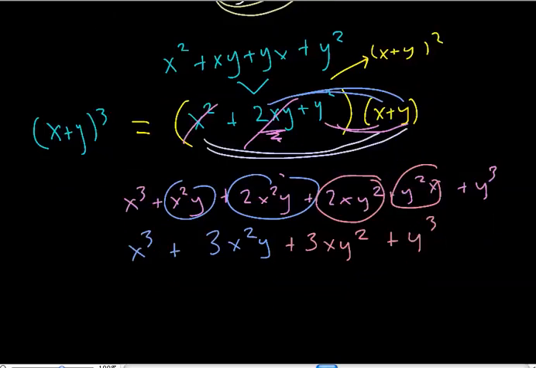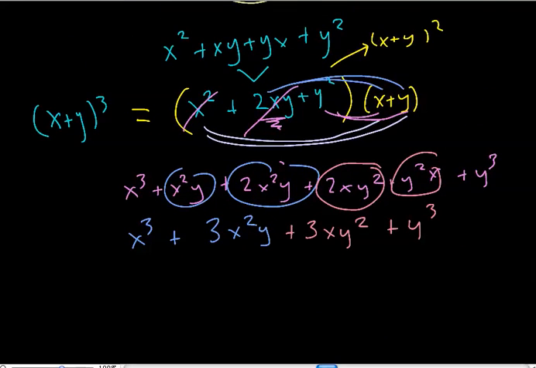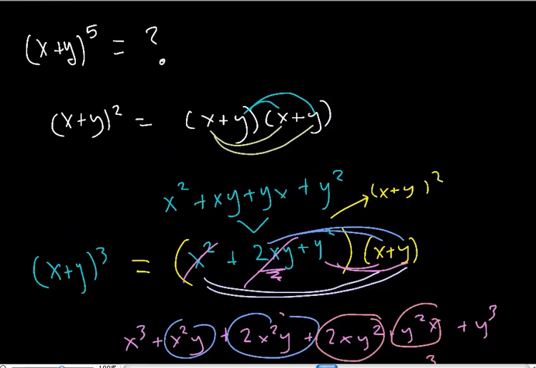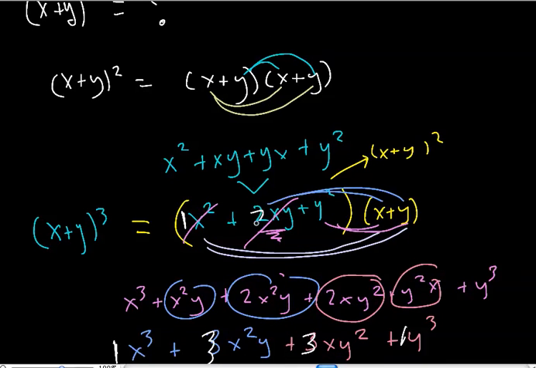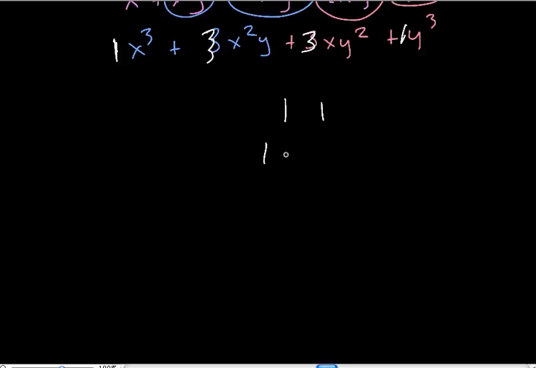Now, if you remember Pascal's triangle, look at the coefficients here. The coefficients on this are 1, 3, 3, and 1. And what are the coefficients up here? It was 1, 2, and 1. And obviously the coefficients for x plus y are just 1 and 1. So this looks like that triangle. It's 1, 1, 1, 2, 1, 1, 3, 3, 1.